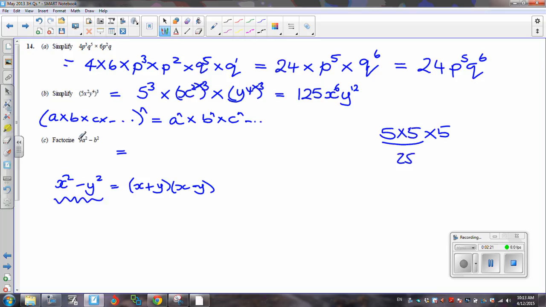Now, if we look at this first one, 9a squared is what you get when you square 3a, and b squared is what you get when you square b. So my two brackets there are going to be 3a plus b, and the other bracket is going to be 3a minus b.